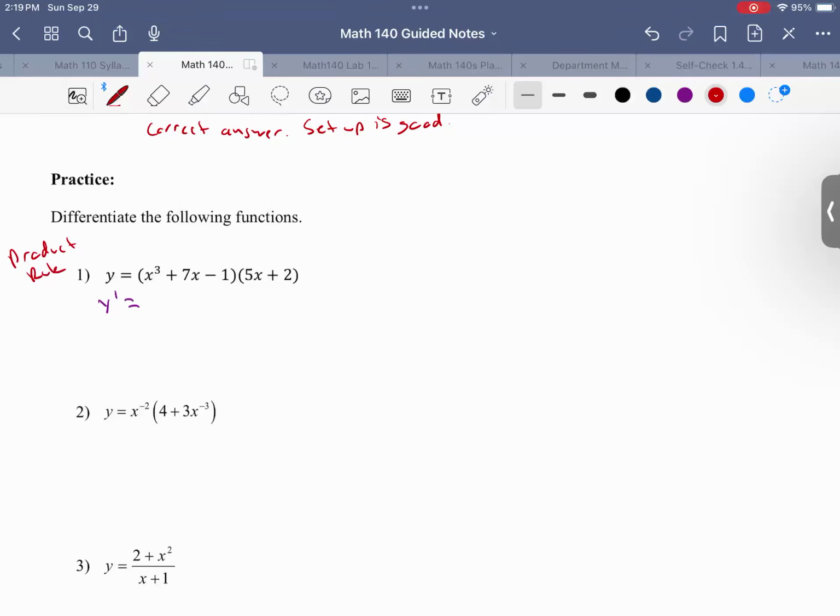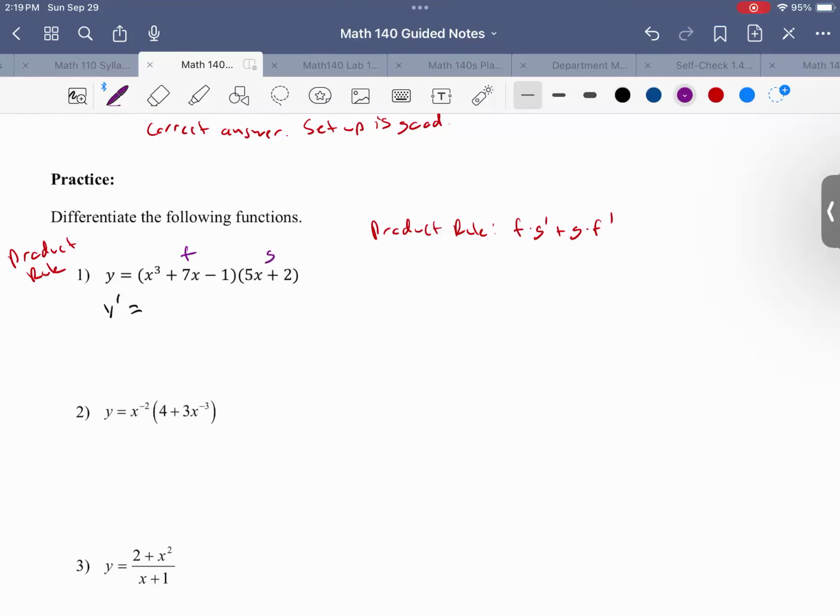Okay, so remember with the product rule, it is f times g prime plus g times f prime. Okay, so we have to find our f and our g and their primes. So we'll just go through this normally.